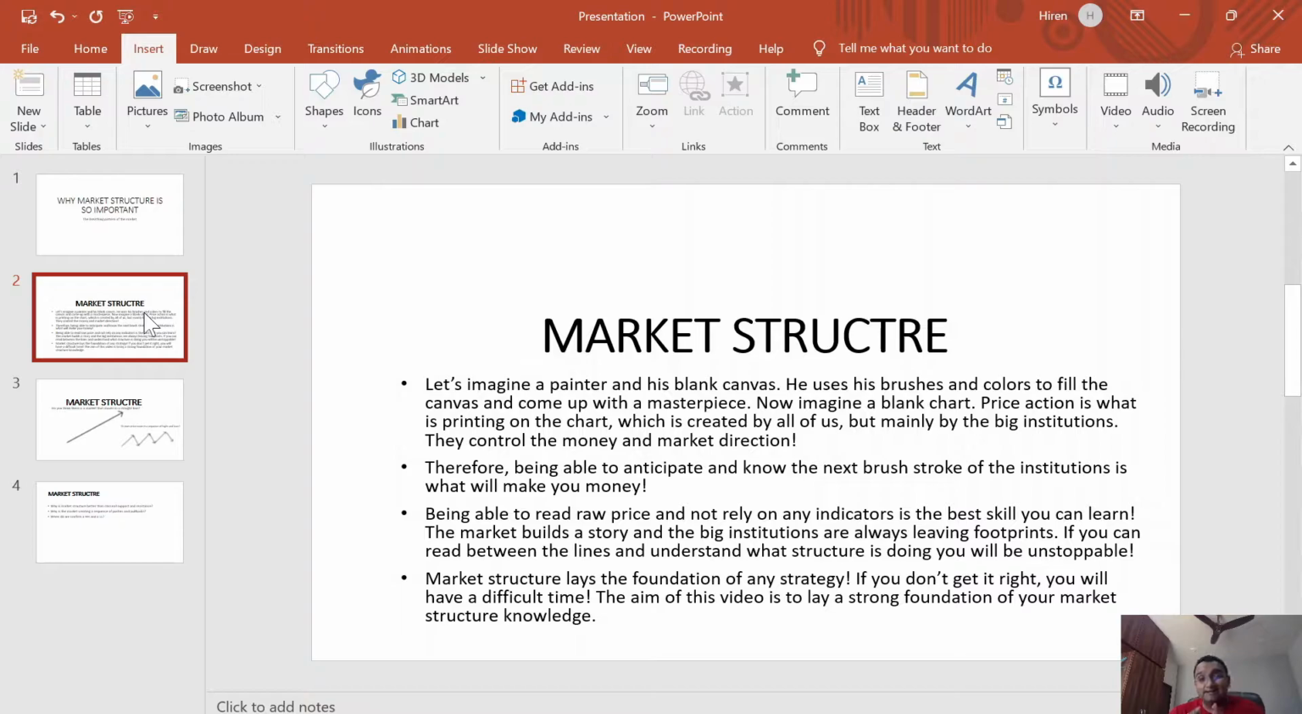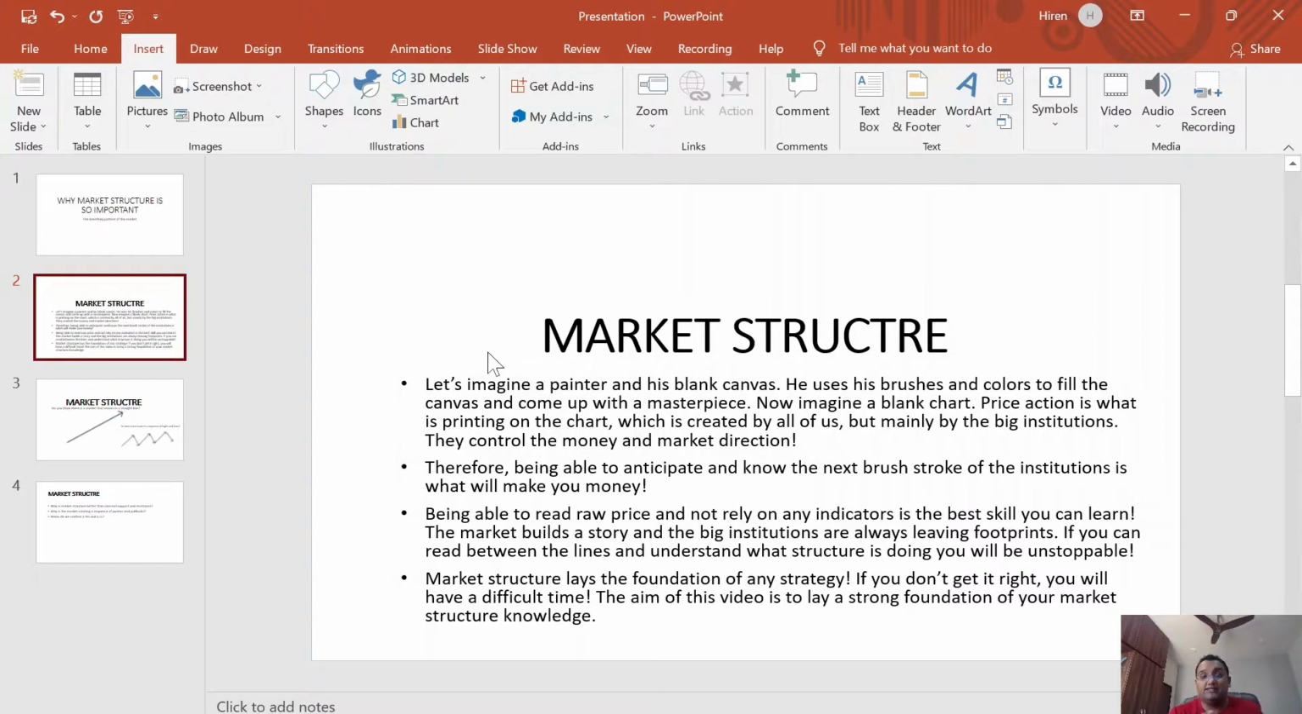I really hope that little example is clear, so that you know actually price action is printed, and you can always refer to the painter with this blank canvas. Therefore, what we have to be able to do is anticipate and know what the next brush stroke of the institution is going to be. That is what at the end is going to make you money.